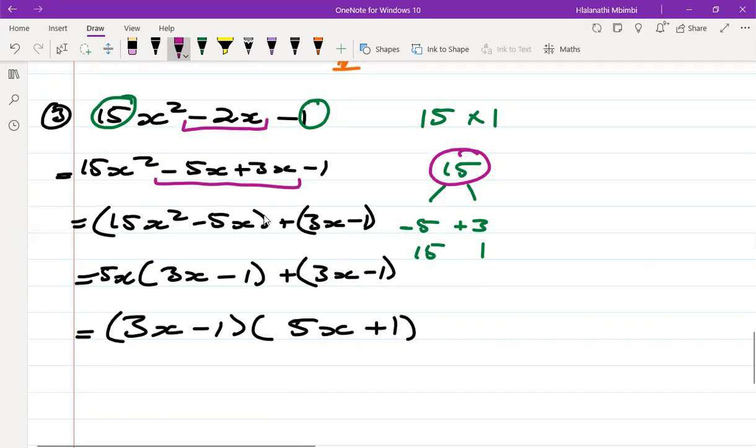From there, we can group them. It's normally easy to group, but sometimes it does get involved where you have to switch things around. But this one is quite straightforward, in the sense that you can group them. After grouping them, you take out 5x as a common factor. You are left with 3x minus 1. And then here, this was just 3x minus 1 from the start. If you take this out as a common factor, what you will be left with is going to be 5x plus 1.